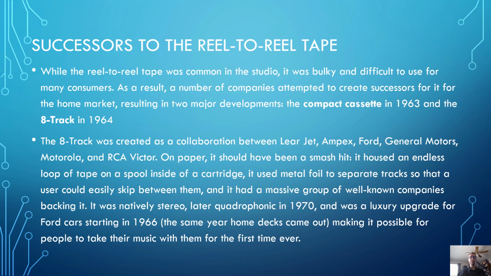It had a massive group of well-known companies backing it, Lear and Ford and GM, so that they could put it in their vehicles. Ampex because they were the tape experts, Motorola and Victor because they were the hardware experts. It was natively stereo. And then in 1970, they released a quadraphonic version, which is actually still very collectible to this day. It was a luxury upgrade for Ford cars starting in 1966, which was the exact same year that home 8-track decks came out, making it possible for you to take your music on a cartridge directly out of your home stereo and then put it into your car stereo and just keep on going.